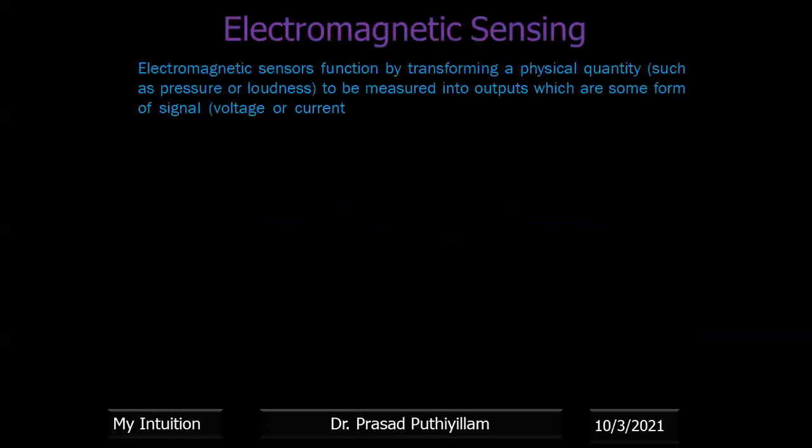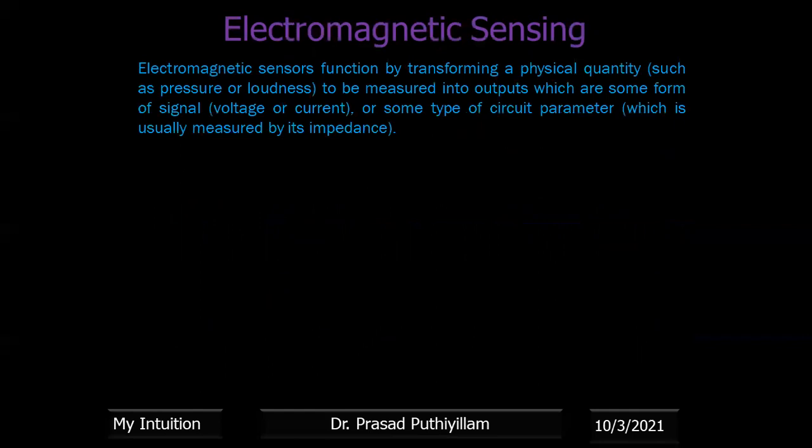electromagnetic sensors function by transforming a physical quantity such as pressure or loudness, which is measured in the form of a signal, a voltage or current, or some type of circuit parameter.